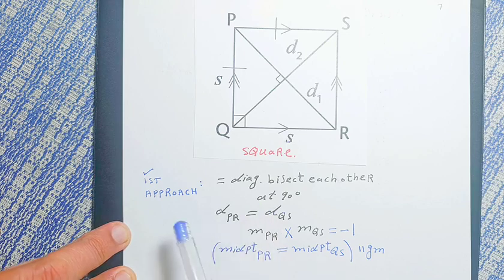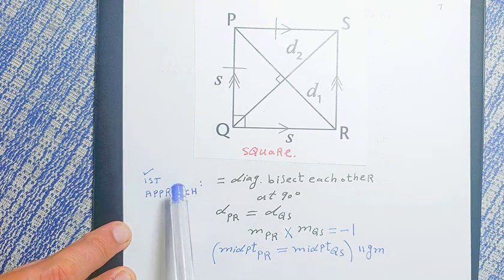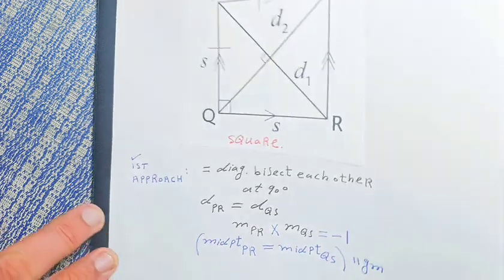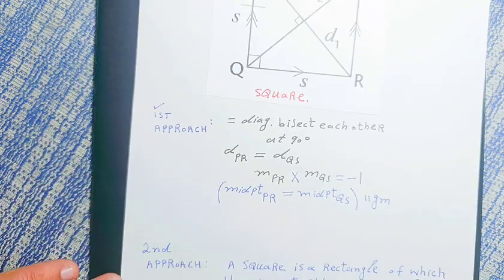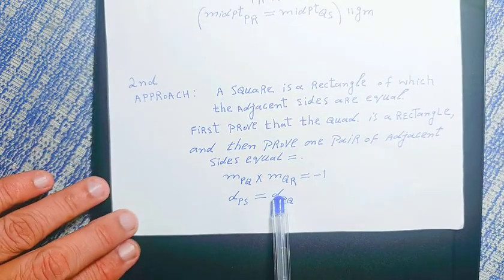But if they give you a simple quadrilateral and you need to prove this is a square, obviously you have to prove first that this is a parallelogram. So through midpoints, you're going to prove this is a parallelogram. You take the midpoint of PR, which must be equal to the midpoint of QS, and then we can say this is a parallelogram, and after that you have to fulfill these two conditions. So you can choose the first approach or the second approach.